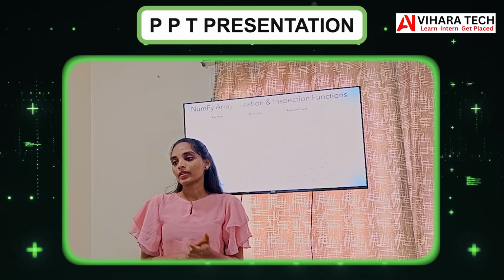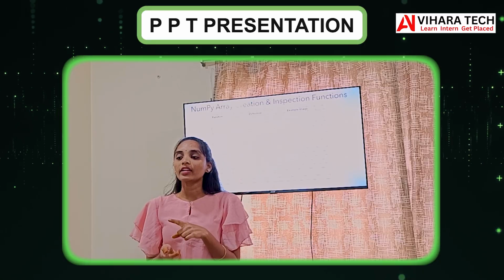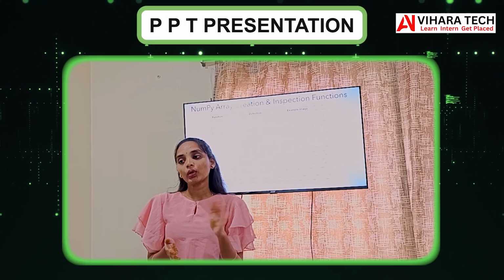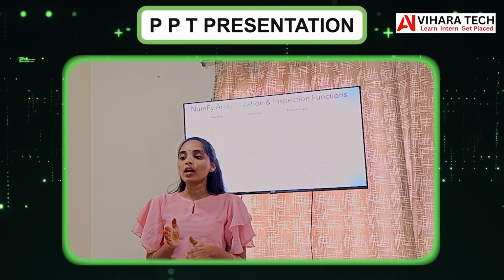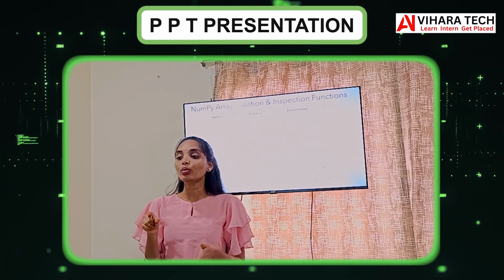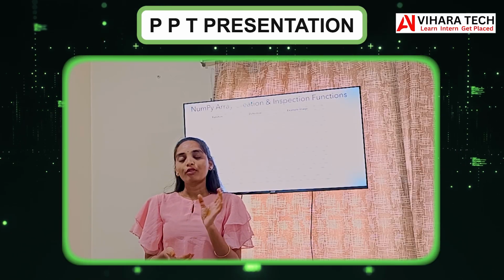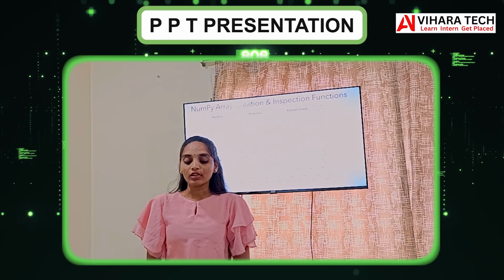And reshape takes two argument types. If you give -1 comma 1, it will convert the 1D to 2D. If you give 1 comma -1, it will convert the two-dimensional to one-dimensional. So these are the functions of NumPy.